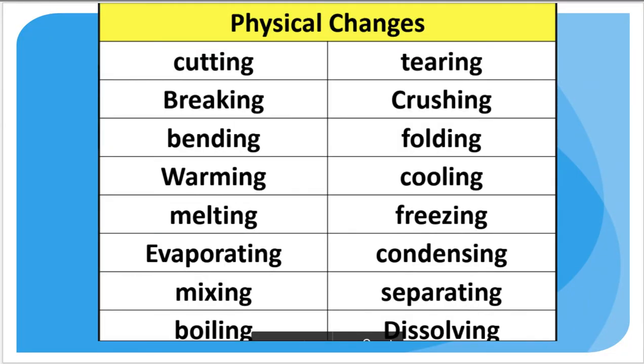Okay, so words you're going to see for physical changes: cutting, tearing, breaking, crushing, bending, folding, warming, cooling, melting, freezing, evaporating, condensing, mixing, separating, boiling, dissolving. A lot of these can be reversed, right? If you have a can and you crush it, it's still a can. If you fold that paper, it's still paper. If you bend your straw, it's still a straw.